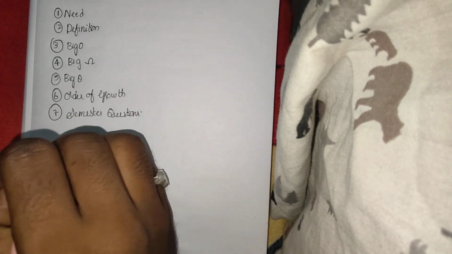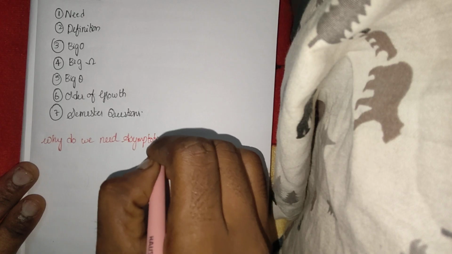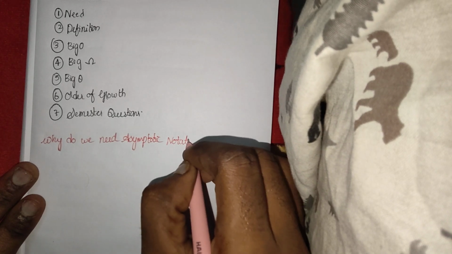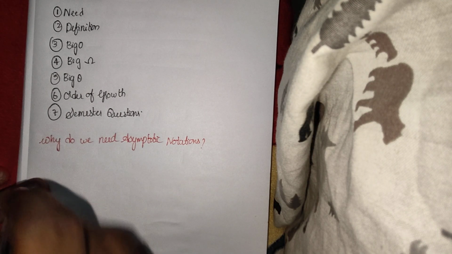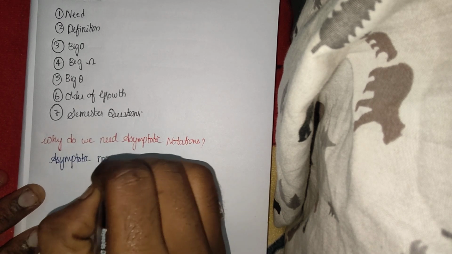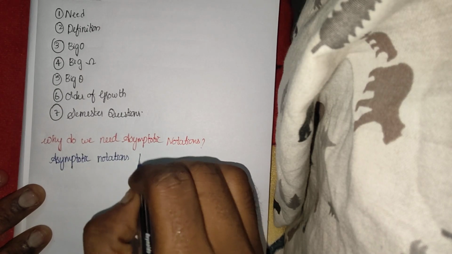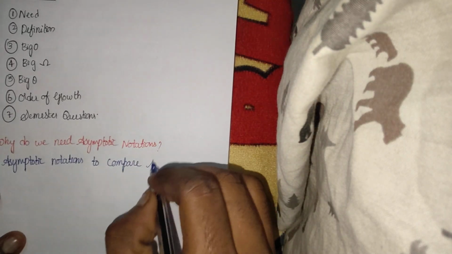So let's dive into the topic. The topic is, why do we need asymptotic notations? The main need of these asymptotic notations is to compare algorithms.